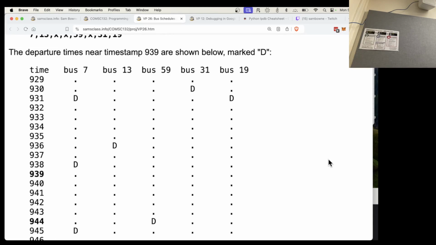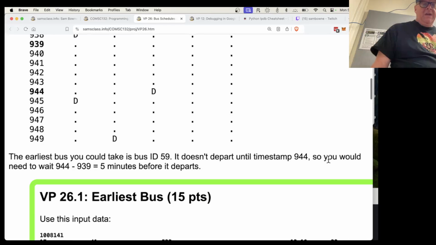So if I'm waiting at 939, the next one I can catch looks like it's this one here, bus 59 at 944. That's the next bus that's coming, and that's what you want to do, to predict that number. And it'll be 5 minutes before it departs.